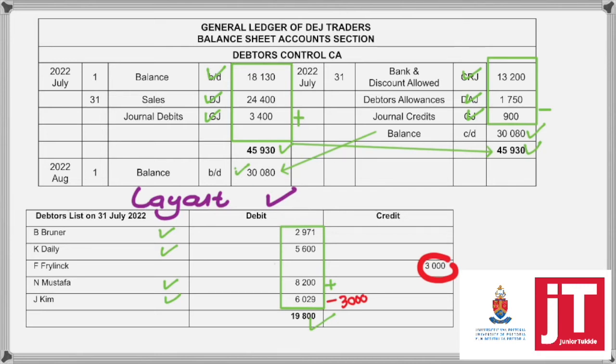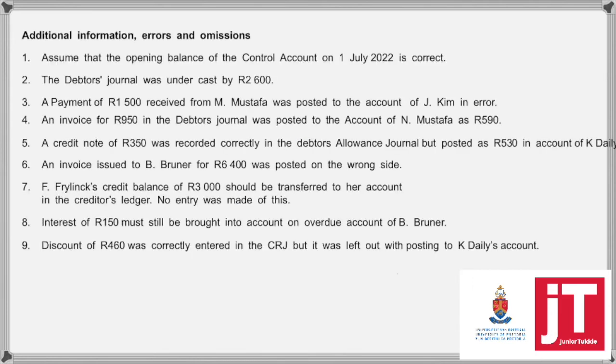So if we added the debits and minus the credit of 3,000, you get 19,800. But obviously, they are not reconciling because this brought down 30,080 does not correspond to the 19,800. So we need to now fix this, and that is where the errors and omissions come in. If we look at the transactions or additional information, we're going to have to take it transaction by transaction.